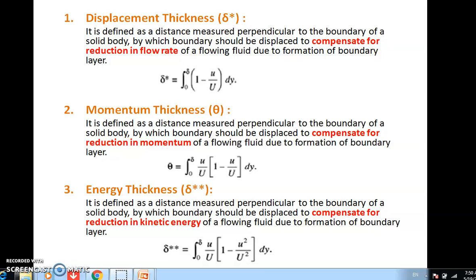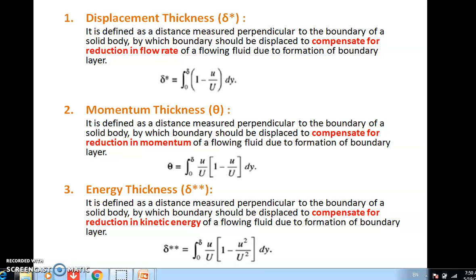The third quantity is called the energy thickness, which is denoted by delta star star, and it is again defined as the distance measured perpendicular to the boundary of the solid body by which the boundary should be displaced to compensate for the reduction in kinetic energy, and the formula for that is in front of you. Delta double star is equal to the integration from 0 to delta of small u by capital U into bracket 1 minus small u square upon capital U square into dy.